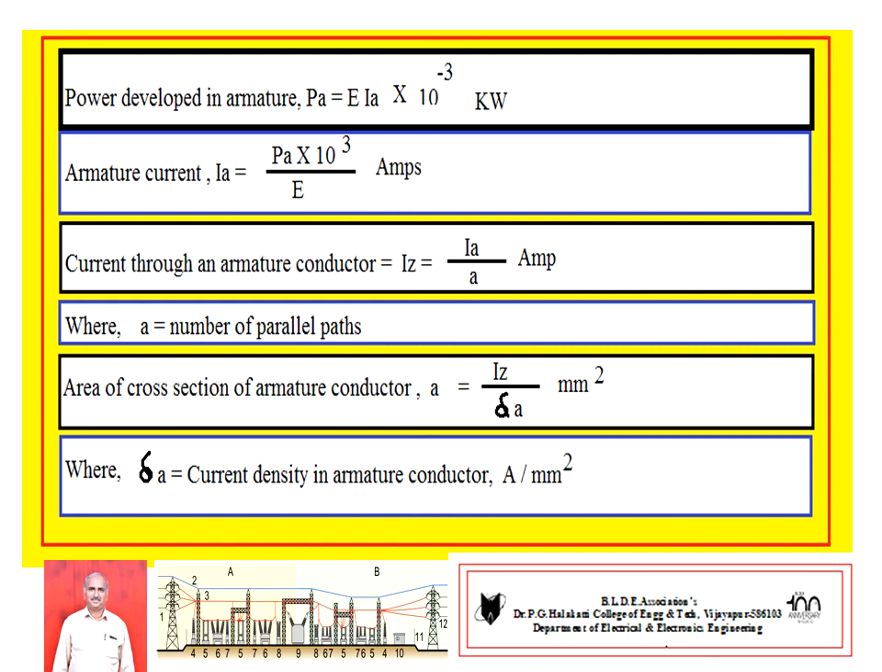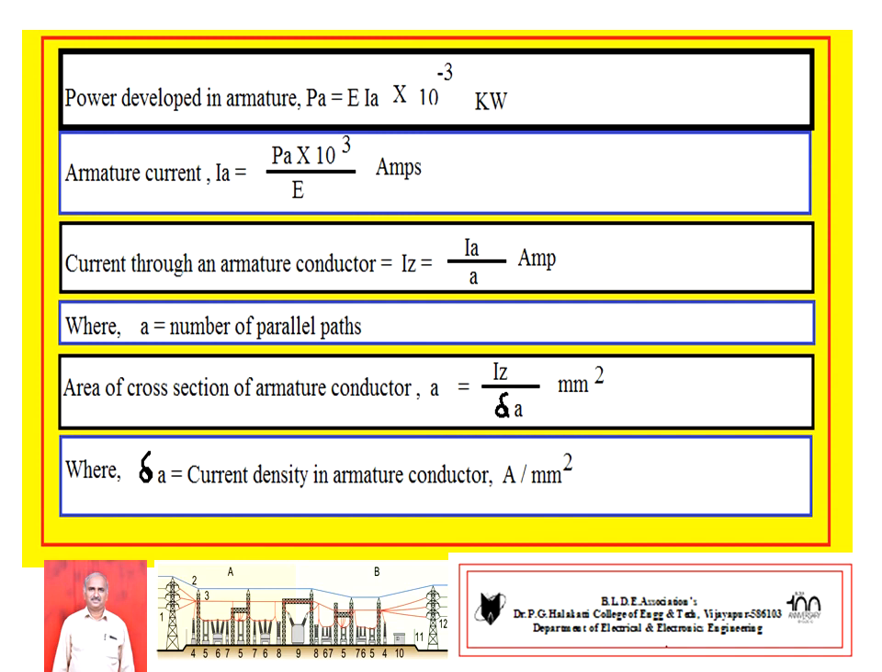Then once we know the power developed in armature, by using the above expression it is possible to estimate armature current. Armature current equal to PA into 10 to the power of 3 divided by induced EMF. Once we get the armature current, then we have to calculate current flowing through the conductor IZ. So, this value equal to armature current divided by number of parallel paths. Small a is number of parallel paths.